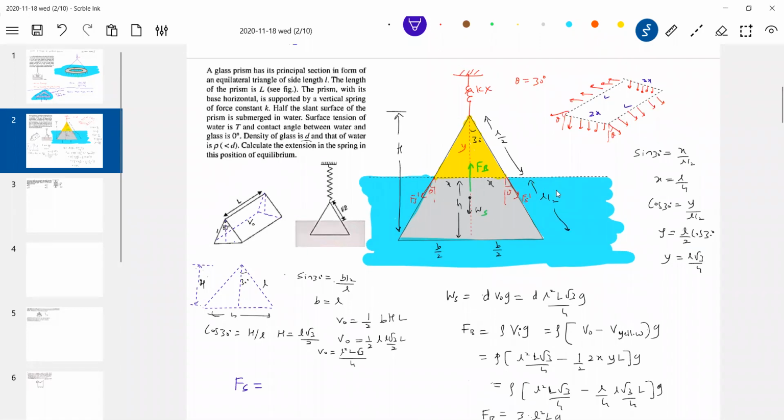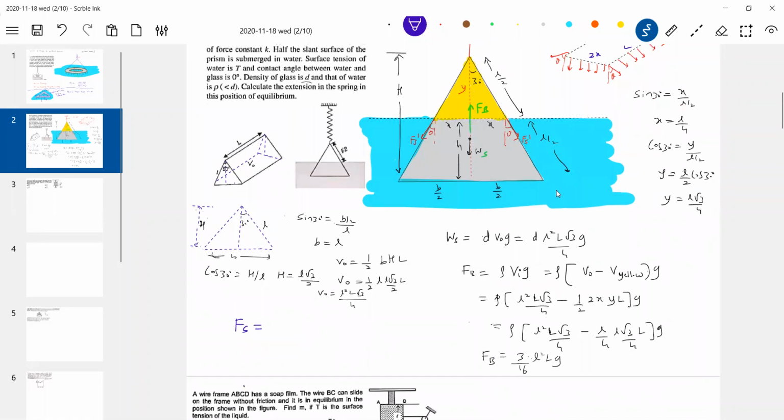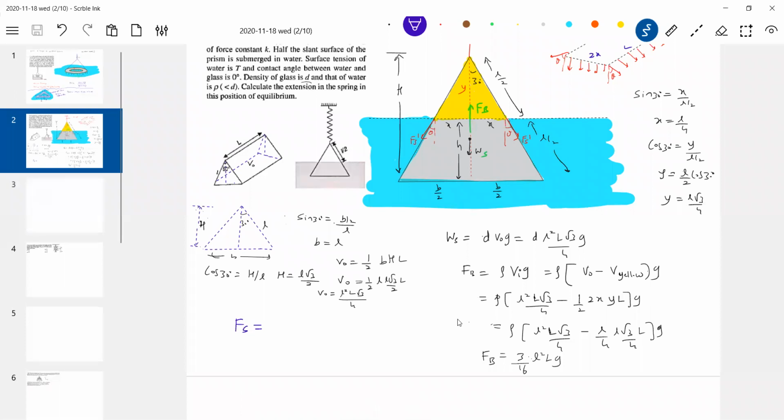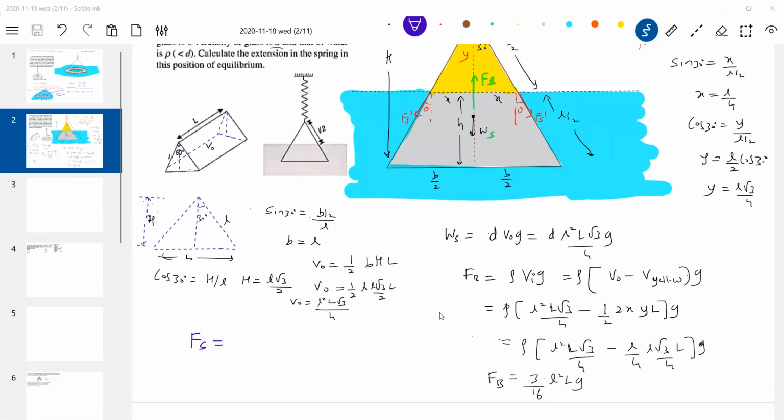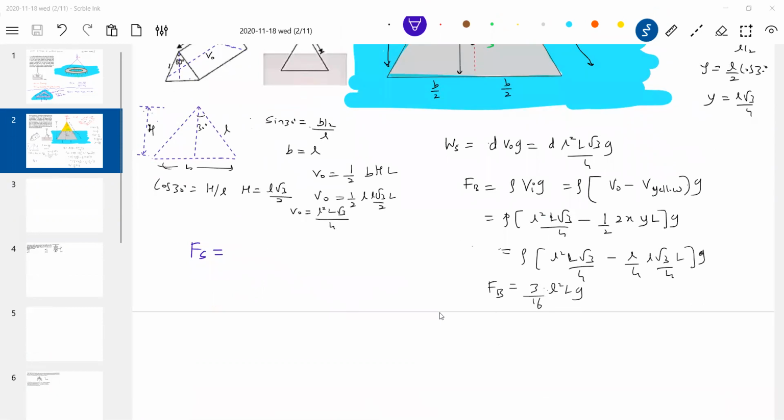At corner, we are at corner. I think I'll bring one more page. It's getting congested. Sir, FB must be 3 root 3 by 16. Yes, sir. Okay, I'll adjust it. Thank you. I'll write it here: 3 root 3 by 16.